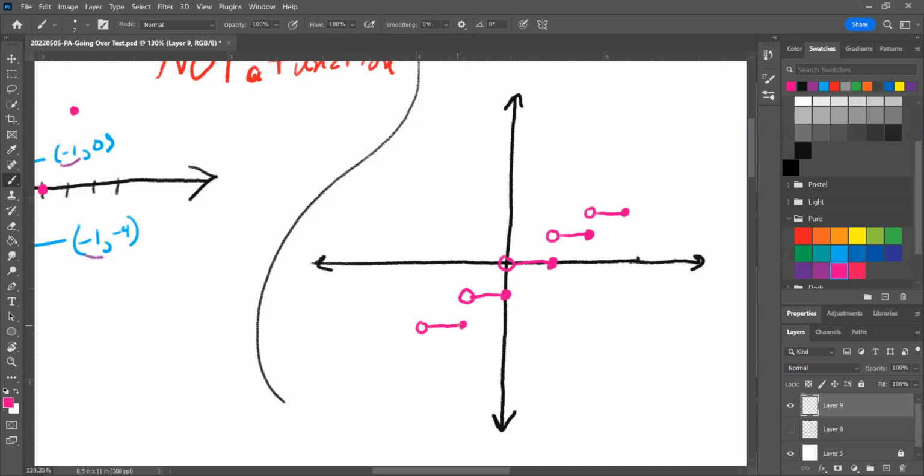It is a function because it passes the vertical line test. What do those clear circles mean?